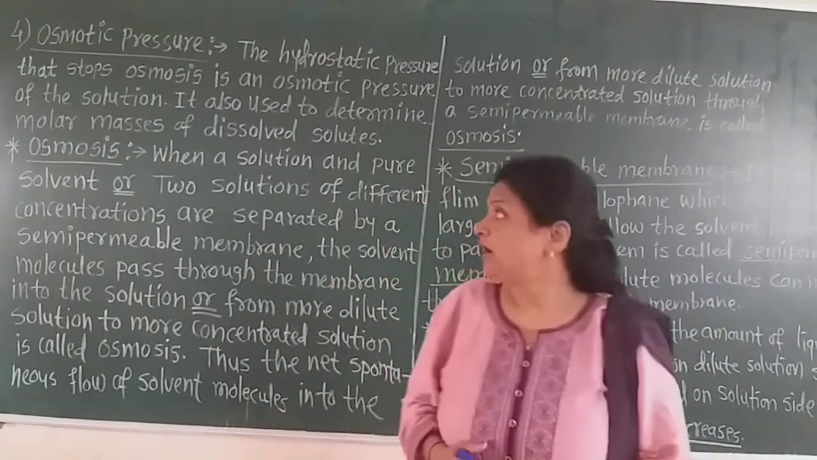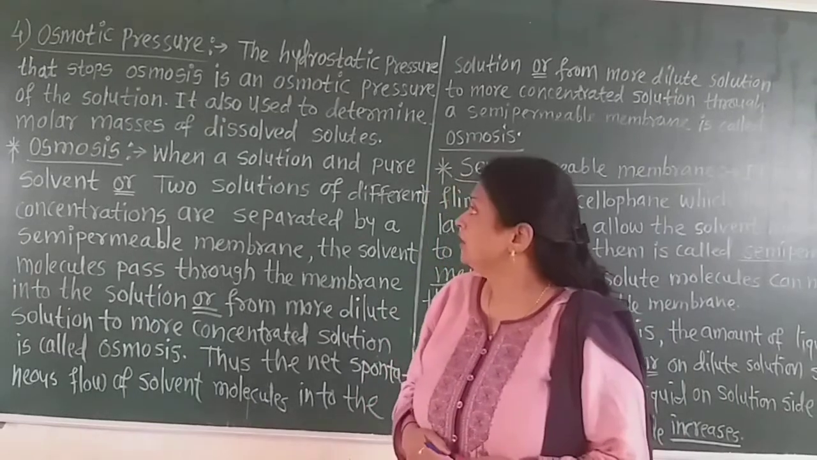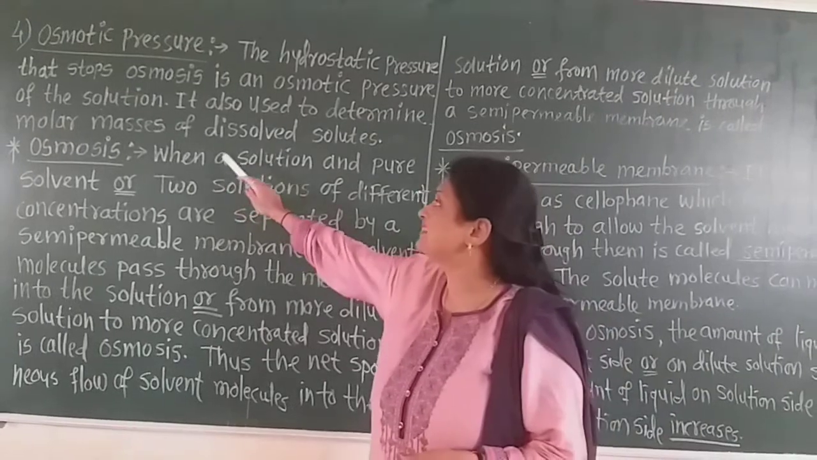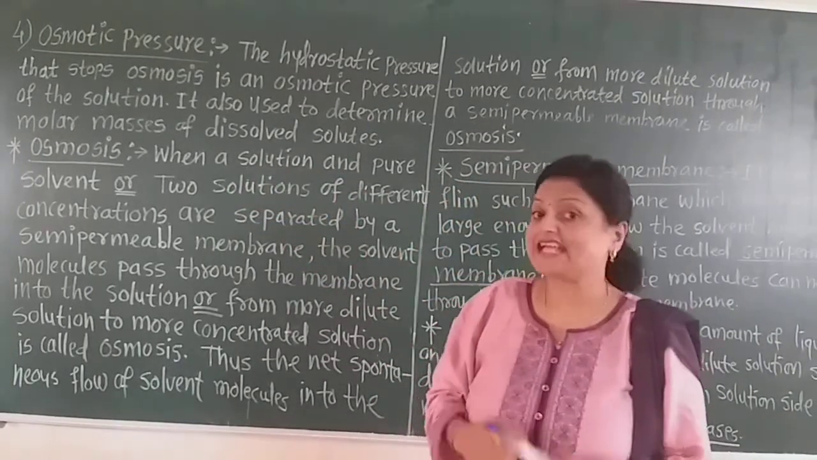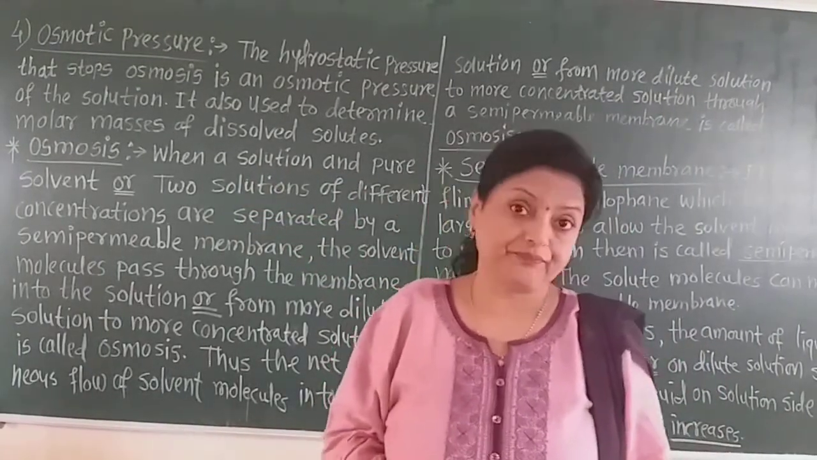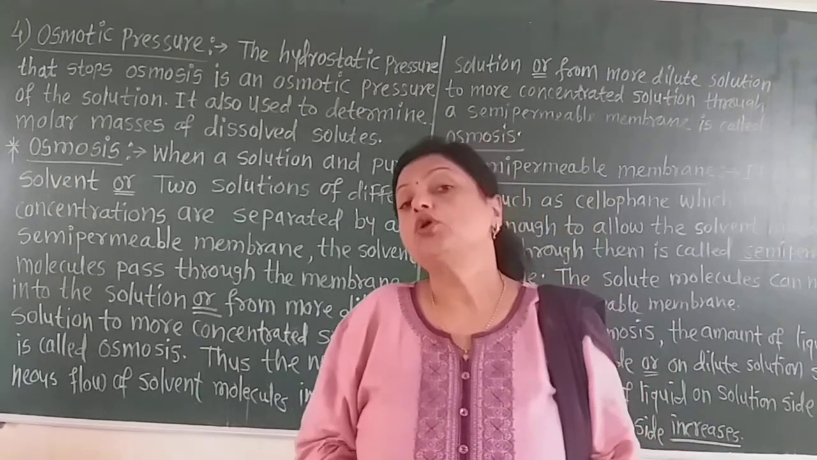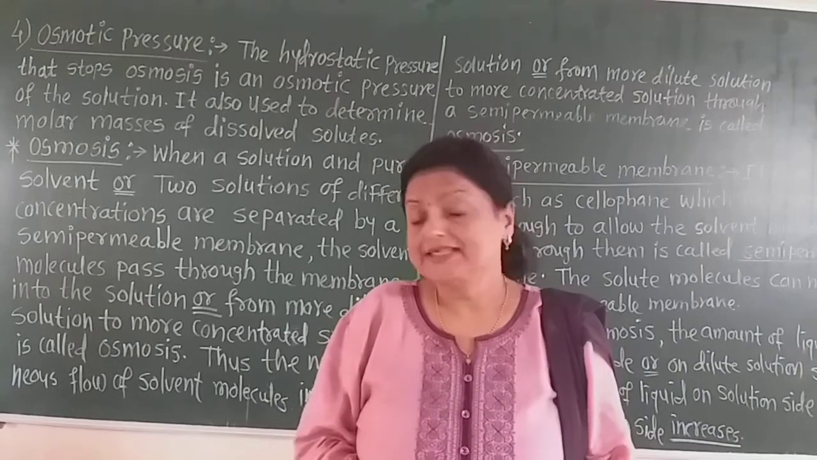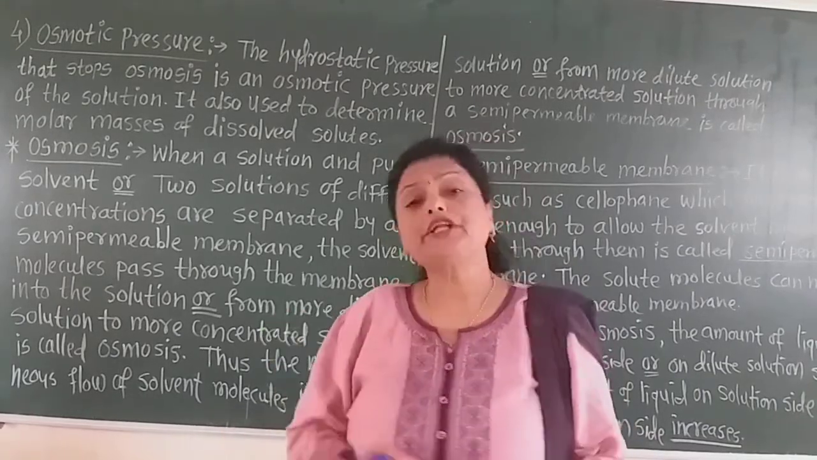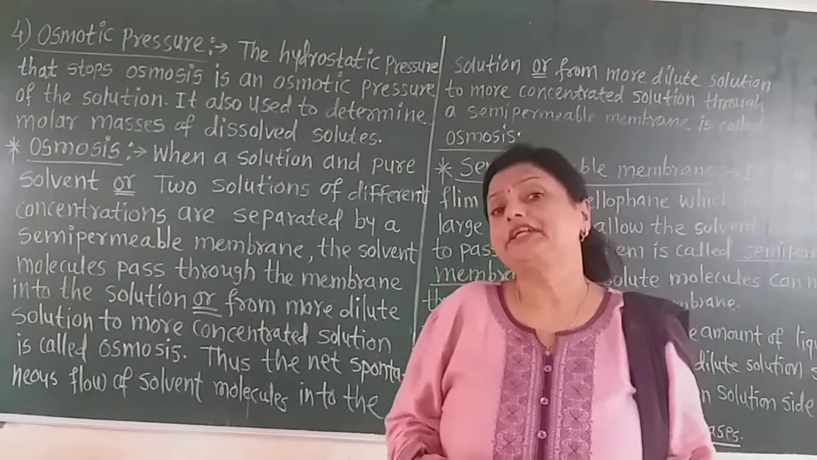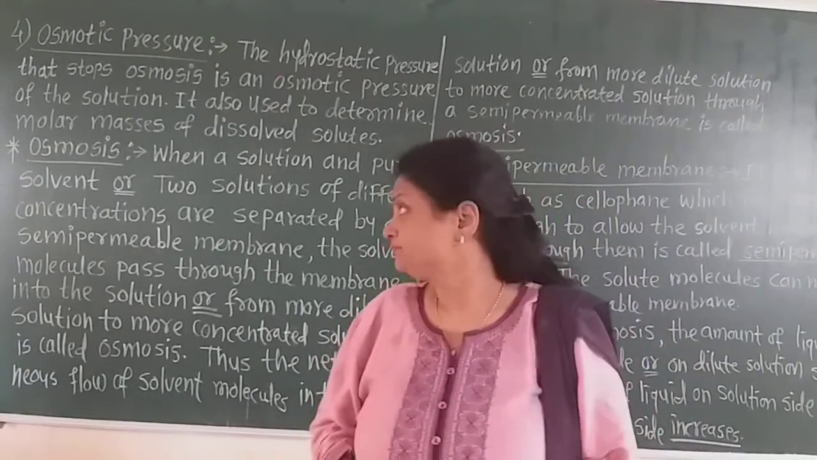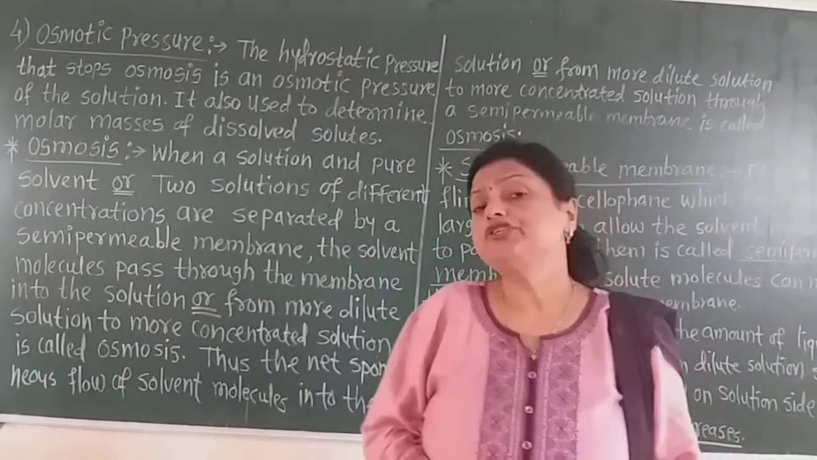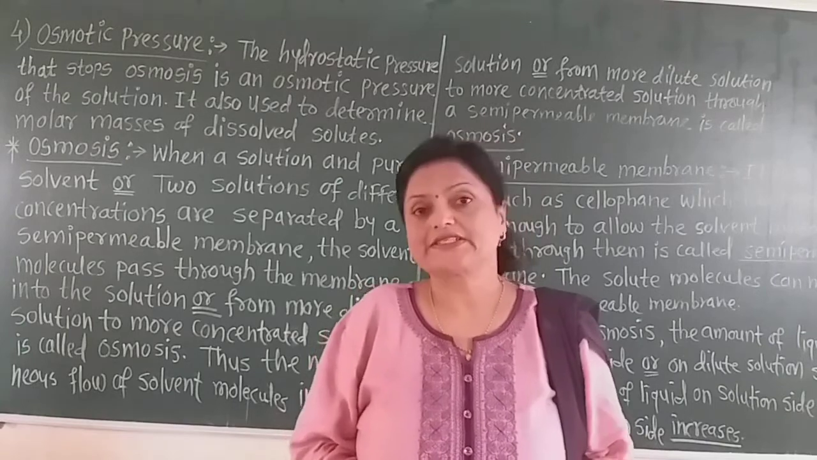Now see about osmosis first. This osmotic pressure is also used to determine the molar masses of the dissolved solutes. As with the other colligative properties we learned, which are useful to determine the molar mass of the solute, in a similar way the osmotic pressure is also used to determine the molar masses of the solute. Now let us learn about osmosis. In biology, you may have learned about osmosis.